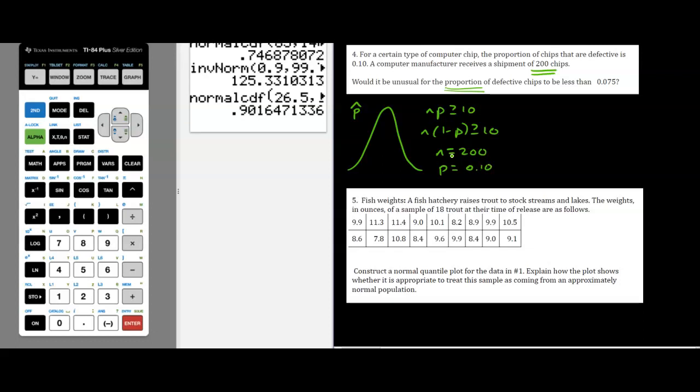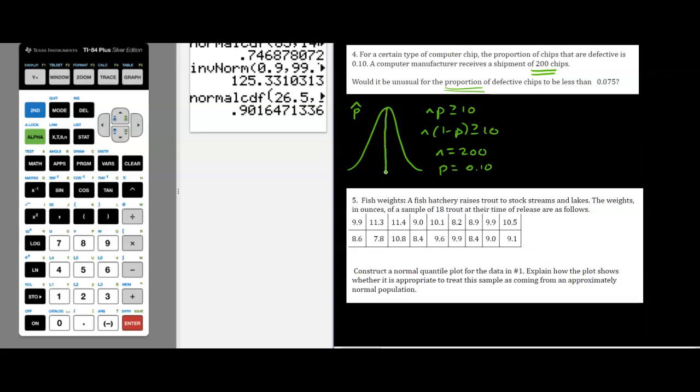So if you did n times p, 200 times 0.1 would give you 20, and if you did 200 times 1 minus p, that would give you 200 times 0.9. Both of those are going to give you numbers that are above 10. So we can assume that the p-hat distribution is approximately normal, and then we can answer our question.